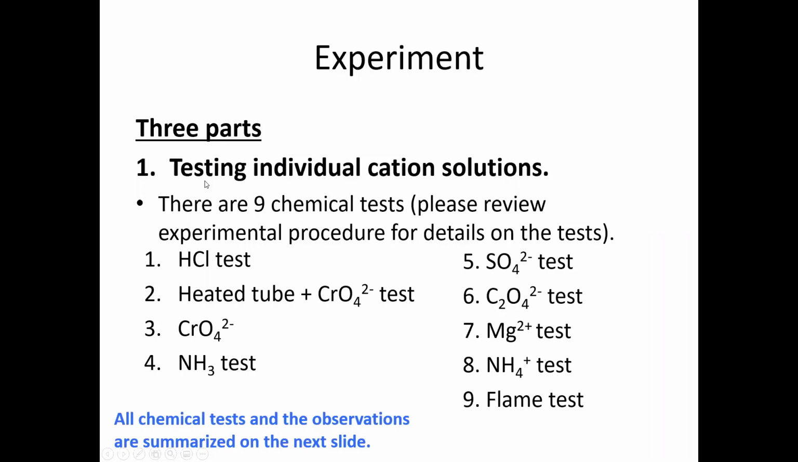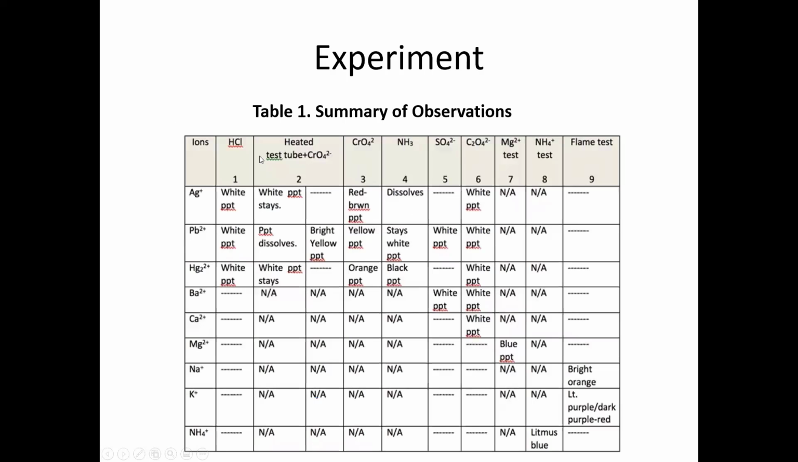The first part is testing individual cation solutions through nine different chemical tests. You will see all the details in the procedure. In the template that you download, you'll have this table, which is the summary of the observations. For example, let's look at one of them. For silver or lead, when you add HCl, you'll have a white precipitate in the test tube. So it tells you the observation of each reaction step.